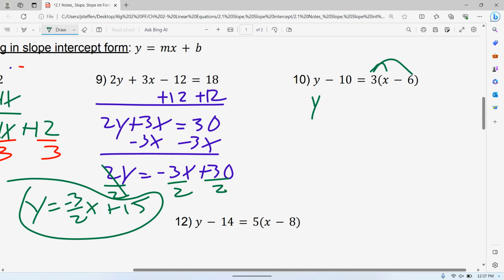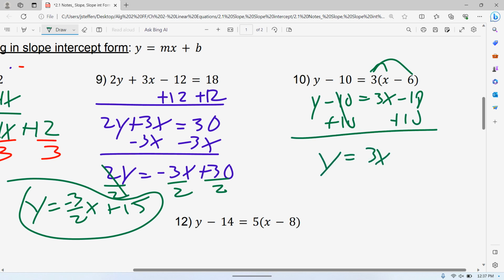We want to make sure we do that first. Technically, you could divide both sides by 3. It would just make your equation a lot more complicated. Now again, in slope-intercept form, all I have to do is add 10. So I have y is equal to 3x, negative 18 plus 10 is negative 8. Y's by itself, so that's all we need for that one.